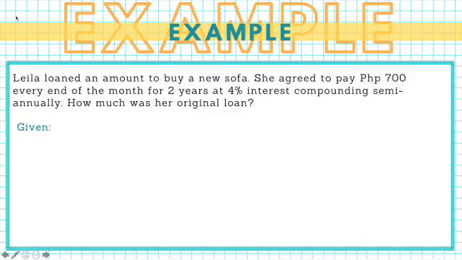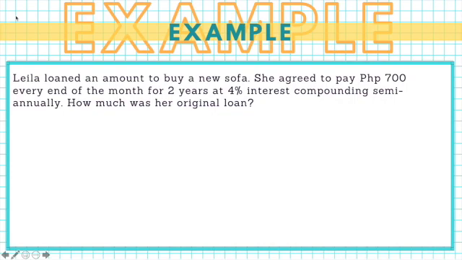Leila loaned an amount to buy a new sofa. She agreed to pay 700 pesos every end of the month for 2 years at 4% interest compounding semi-annually. The question is, how much was her original loan?